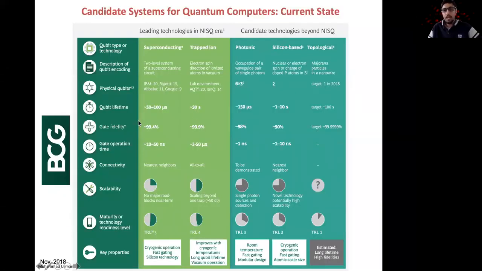Quantum computers can be made from different kinds of qubits, using different materials. For example, superconducting, trapped ions, photonic, silicon-based, topological. Each material has its own properties, like how many qubits you have already made, and what the qubit lifetime is. Lifetime means how long a qubit can stay in its state before decohering. So that's called a lifetime. Fidelity is how much accuracy you have. So different materials offer you different properties.